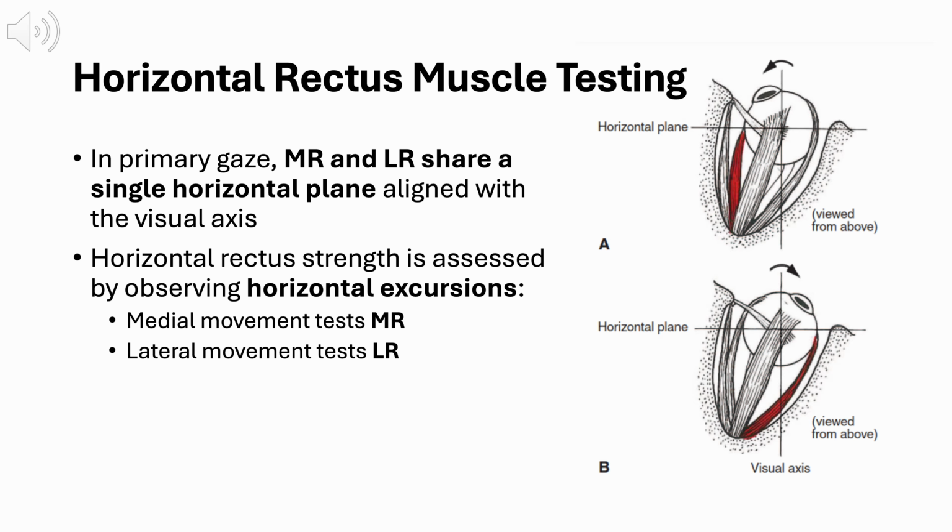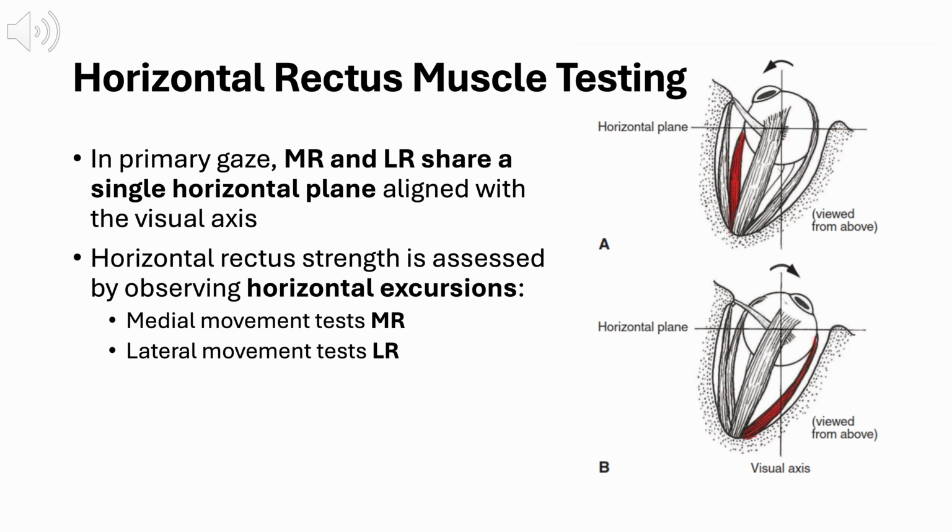Building directly on the idea of isolating muscle function with gaze alignment, the horizontal rectus muscles are the most straightforward to test. In primary position, the medial rectus and lateral rectus lie in a single horizontal plane that is already aligned with the visual axis. Because of that alignment, their action remains purely horizontal, without meaningful vertical or torsional contribution. Testing is therefore simple and intuitive.